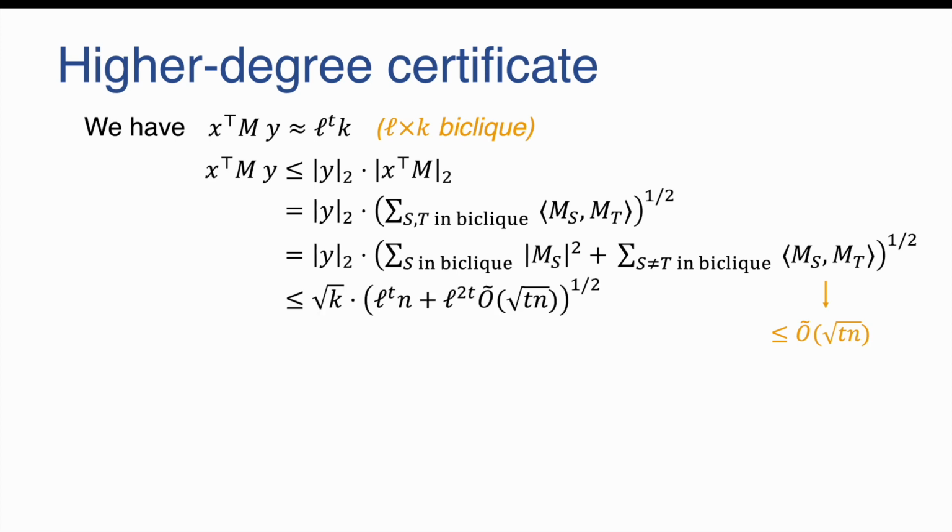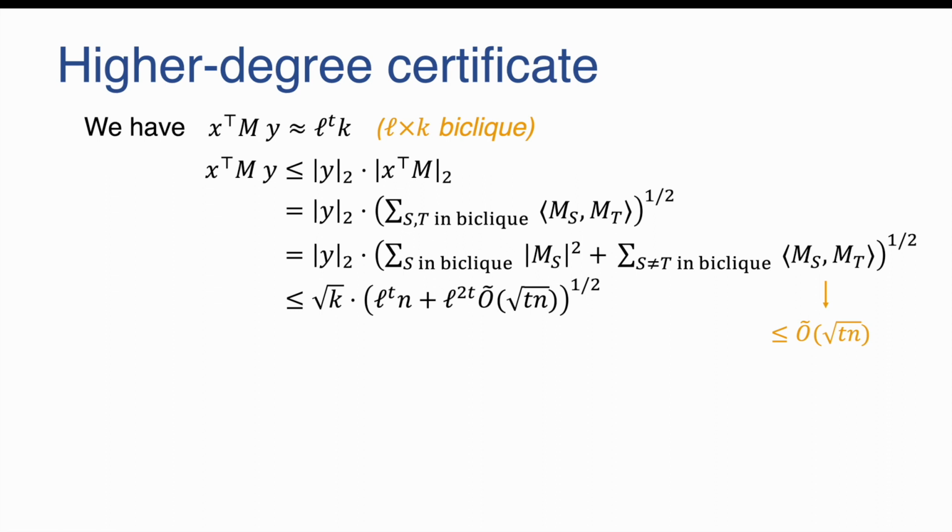So then overall, we bound the norm of y by root k. For the first sum, we have basically L to the t sets S that are in the biclique. And the norm of M_S squared is exactly n, because M_S is a vector of size n with plus or minus 1 entries.